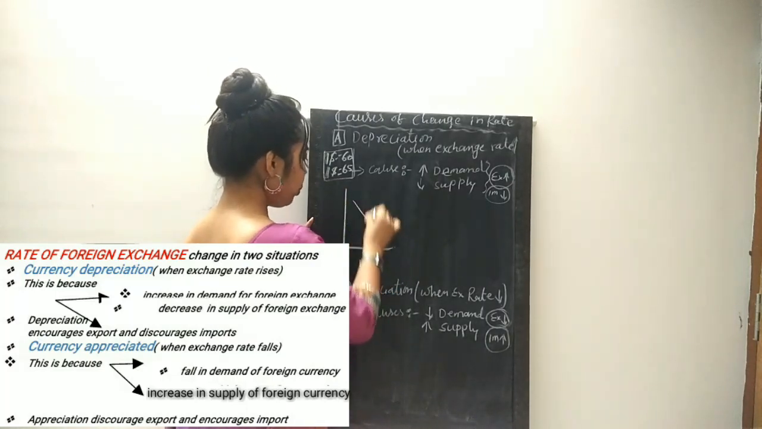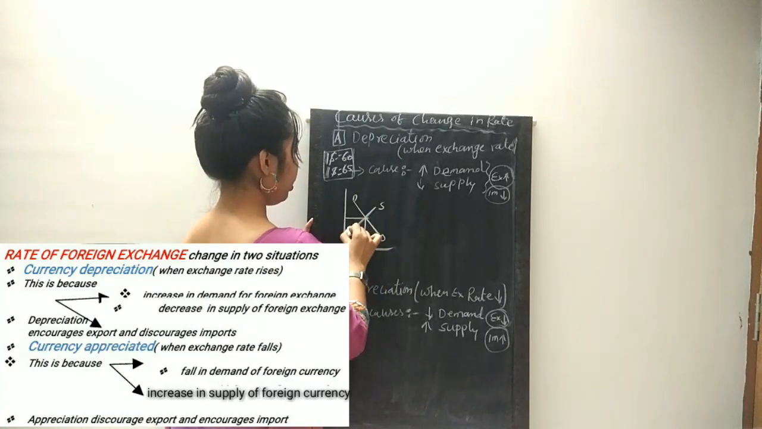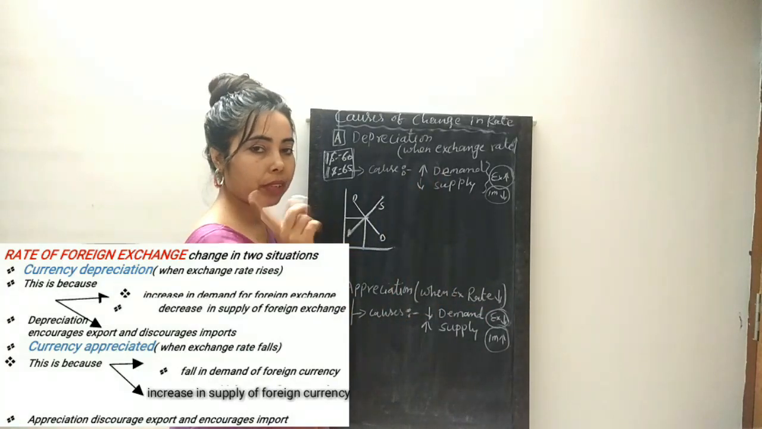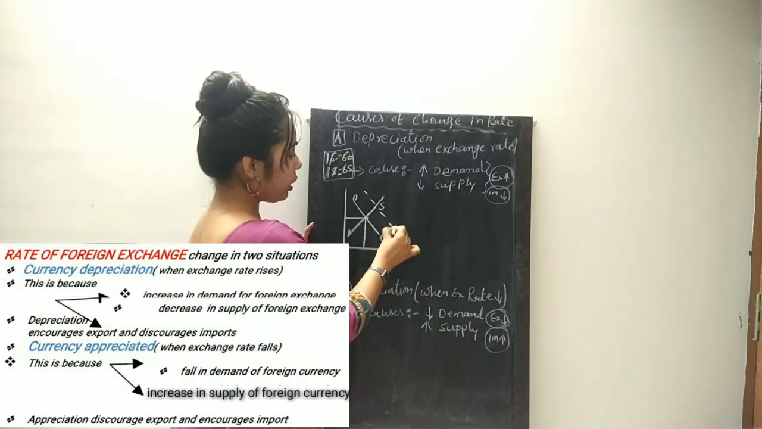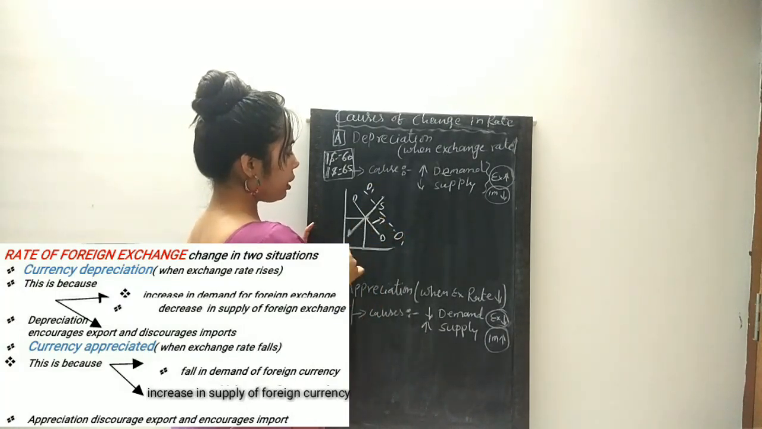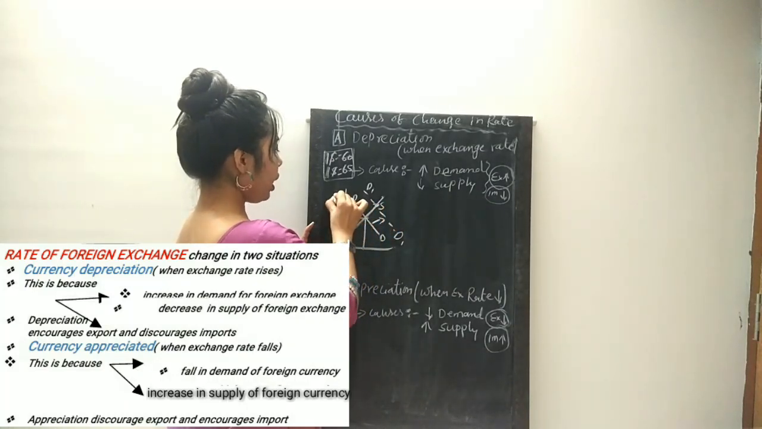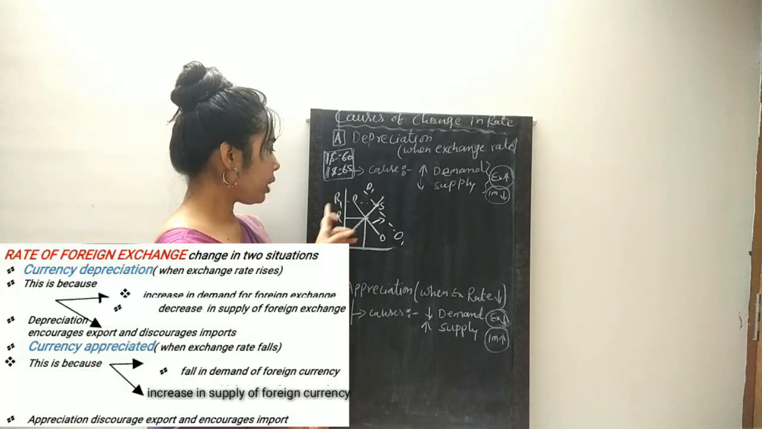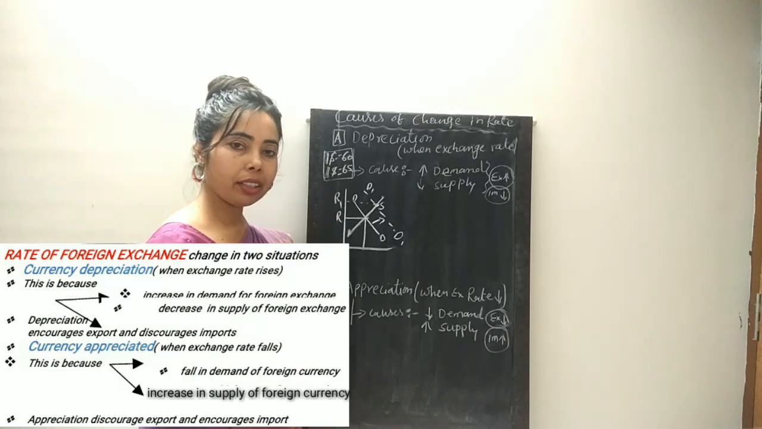Suppose the market is in equilibrium like this. This is the demand curve, this is the supply curve. Now what is happening? If there is an increase in demand, I told you there are two causes: one is an increase in demand and the second is a decrease in supply. If there is an increase in demand, the demand curve will shift to D1. So now the new intersection will be at this point. It means the rate has increased. So if there is a rise in the rate, there is depreciation of the currency. It happens due to a rise in demand.